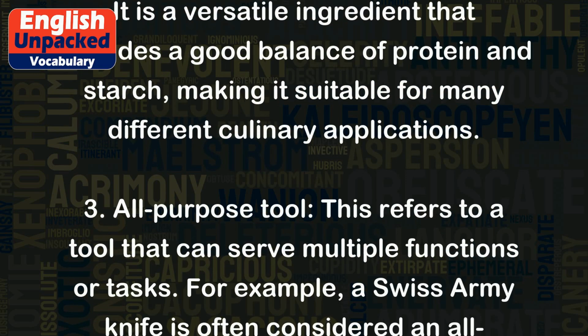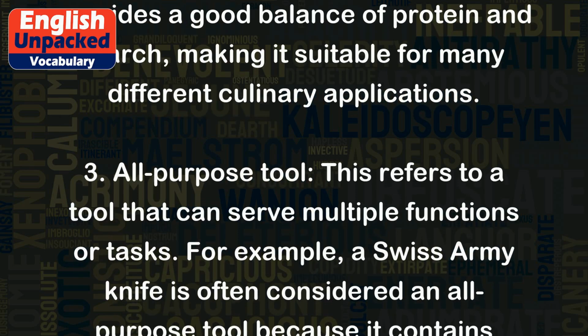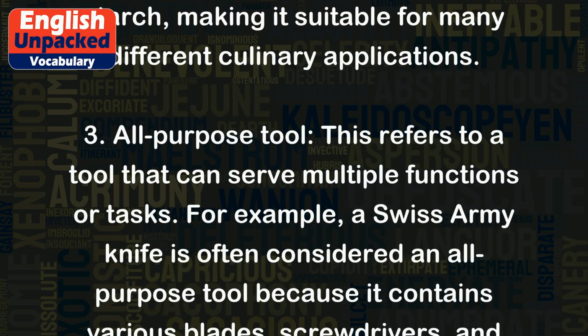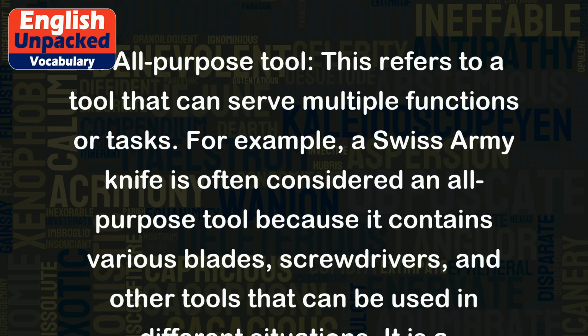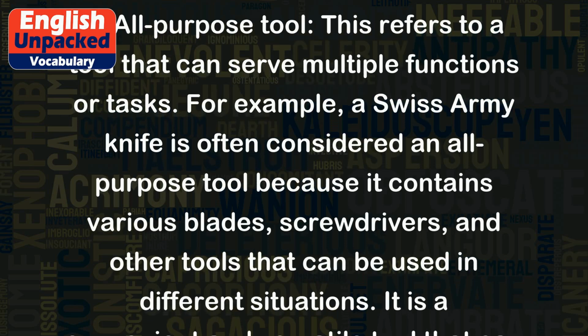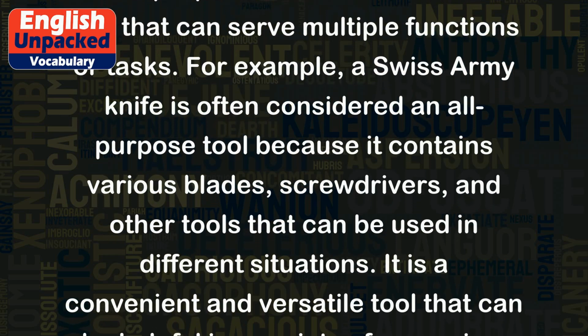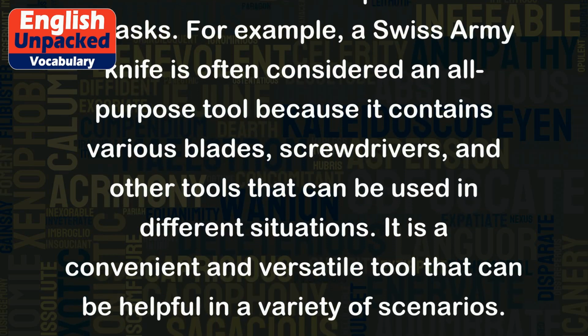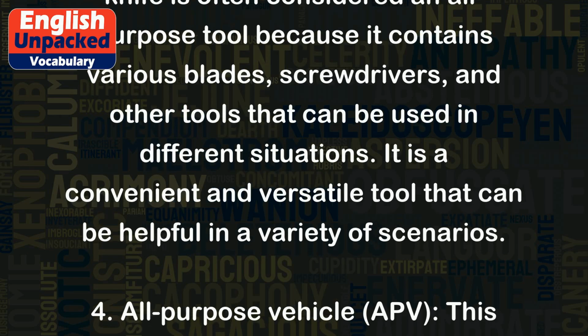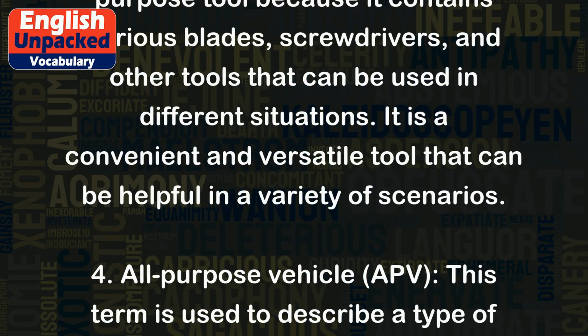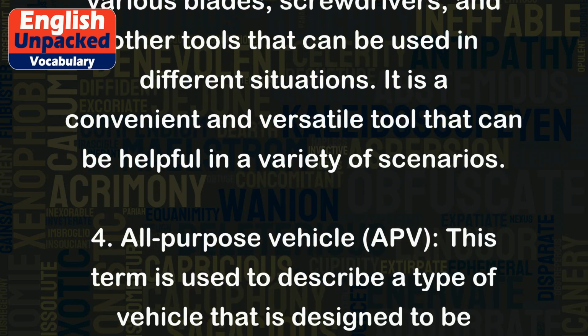3. All-purpose tool. This refers to a tool that can serve multiple functions or tasks. For example, a Swiss Army knife is often considered an all-purpose tool because it contains various blades, screwdrivers, and other tools that can be used in different situations. It is a convenient and versatile tool that can be helpful in a variety of scenarios.